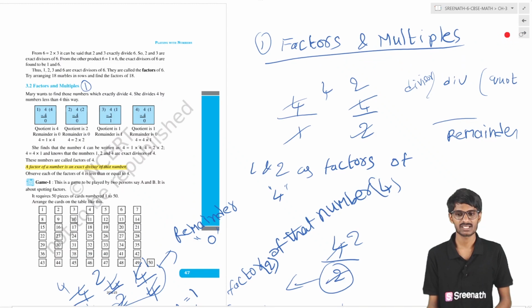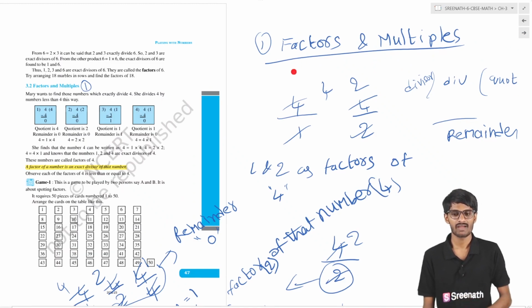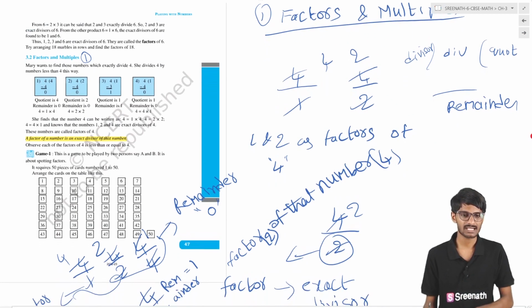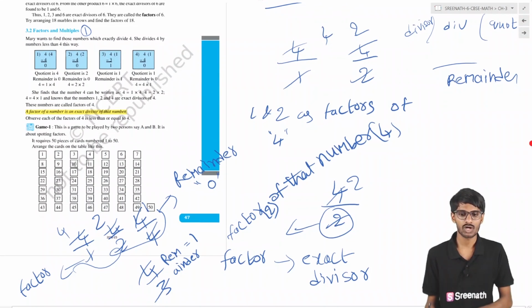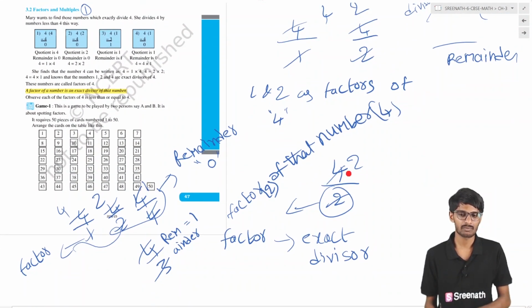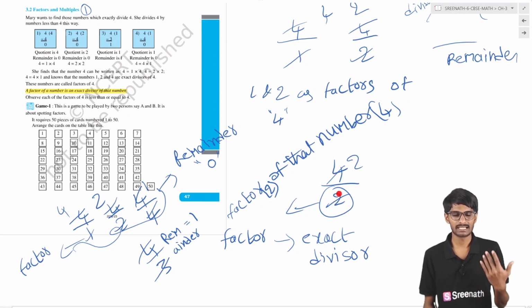Playing with numbers is the first chapter, and the first thing is factors and multiples. What is a factor? Basically, a factor of a number is an exact divisor of that number. If you want to find the factors of any number, we have to find the exact divisors of that number, that is, dividing by them the remainder is 0. So we call it the exact divisor. That exact divisor is the factor, students.